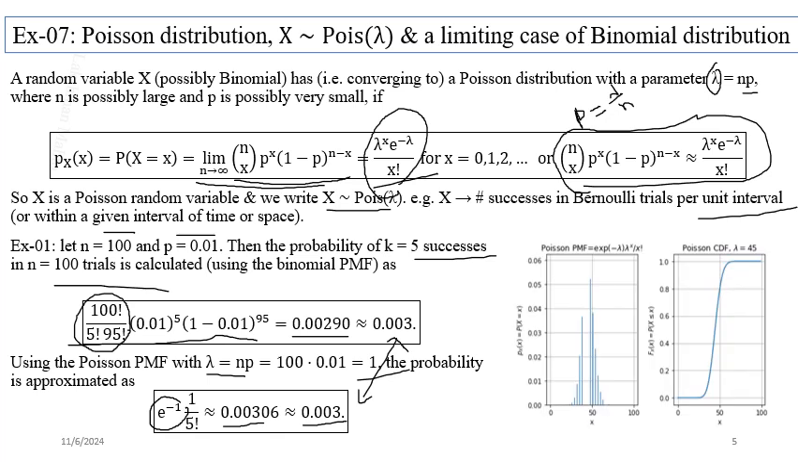So here for the Poisson distribution, you can see this is the plot of probability for various values of x. This is the plot of the probability mass function of the Poisson distribution, and this one is the CDF. I will talk about the CDF later. This plot is when x is taking values between 0 and 100, and p is very small. By default you can say that p is very small.